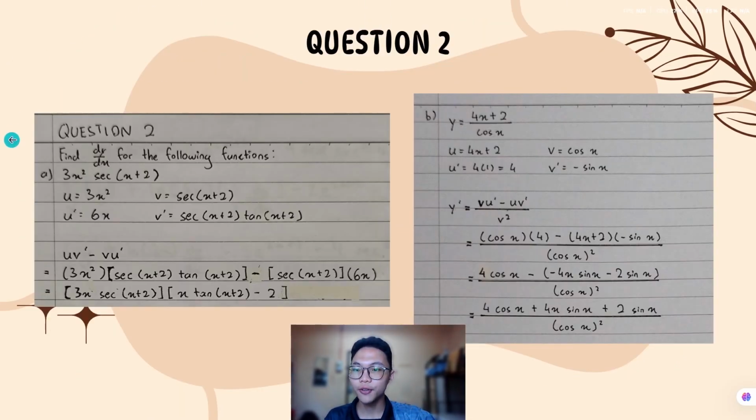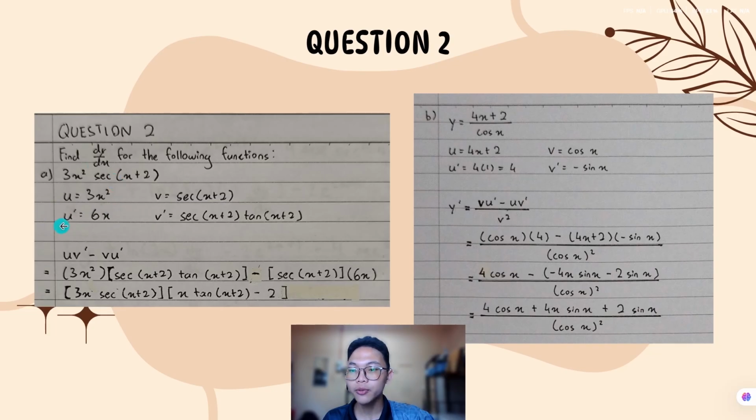Question 2 is as follows. Find dy/dx for the following functions. A. 3x squared secant(x plus 2). From this expression, we can see that 3x squared and secant(x plus 2) are two different types of expressions, and so we will divide them. u is 3x squared, v is secant(x plus 2). u equals 3x squared.